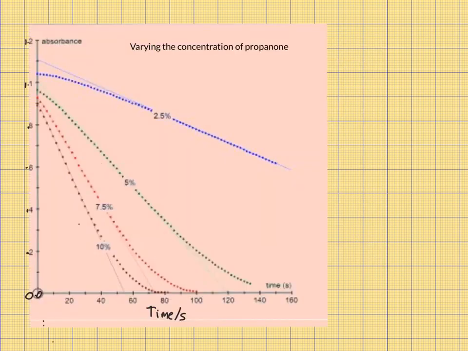Another series of experiments were carried out in which the concentration of the iodine and acid were kept the same, but this time the concentration of the propanone was changed. So the concentration of propanone went from 2.5% and then doubled to 5%, and then increased to 7.5% and then to 10%. So here the concentration of propanone had gone up 4 times. If we now calculate the gradients for each of these 4 experiments, that will give us the rate for the change of concentration of propanone, and take the data, we can then plot another graph of rate versus concentration.